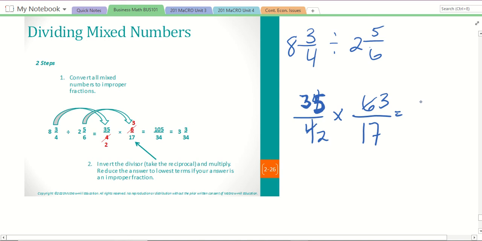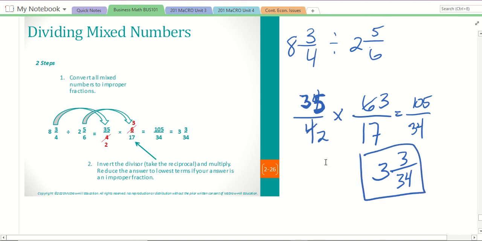So 35 times 3 is 105 over 2 times 17 is 34. And then we just divide 105 by 34, and we can put it in there 3 times, and that leaves us with a remainder of 3 and 34ths. There we go. That's our final answer.